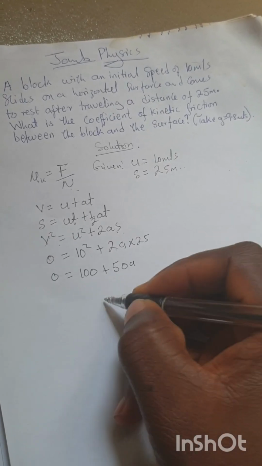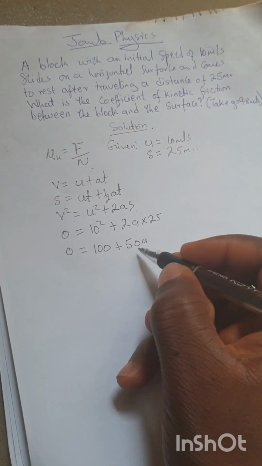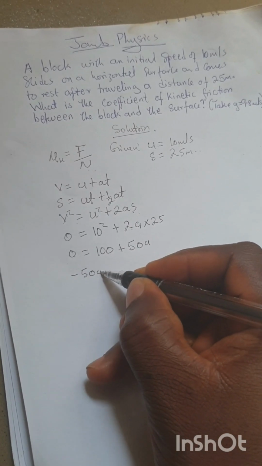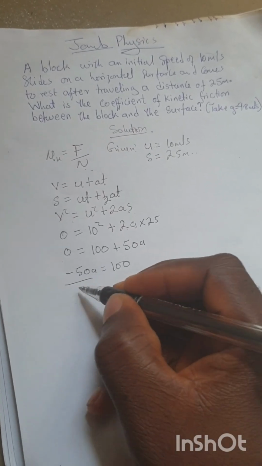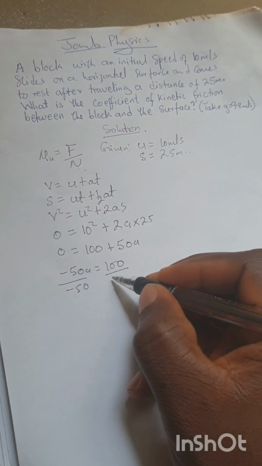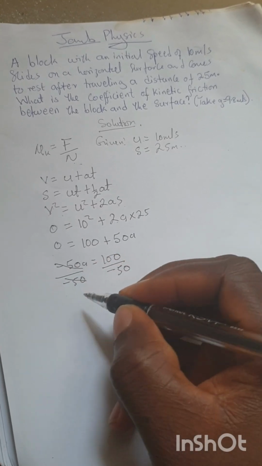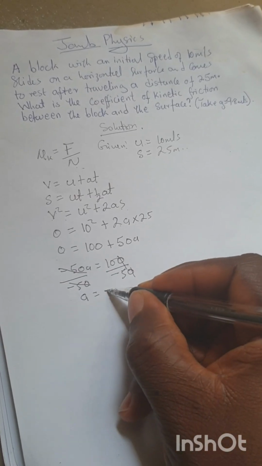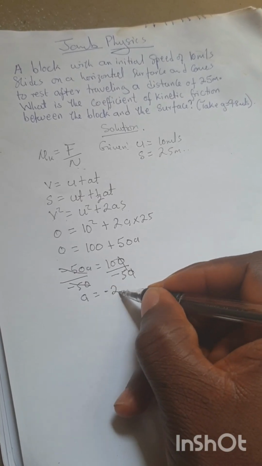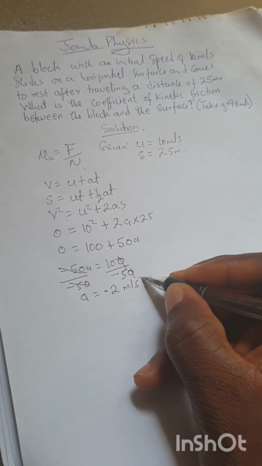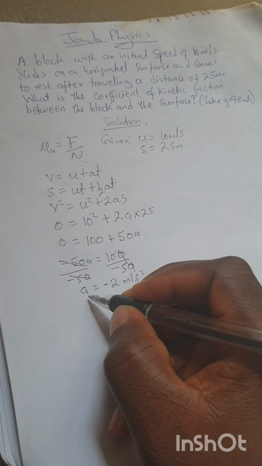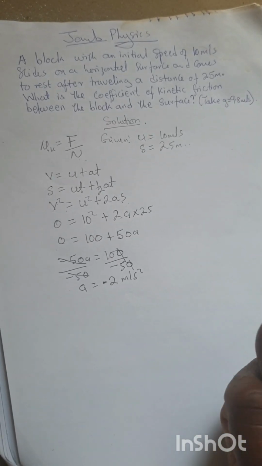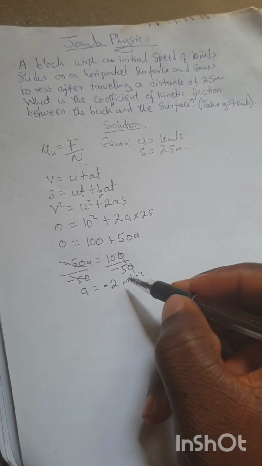So you have 50a. Because we have 0 equals this, we take 50a to the other side of the equation, and it becomes negative 50a equals 100. Divide both sides by minus 50 to get our a. So a is equal to minus 100 over 50, which is minus 2. Acceleration is minus 2 meters per second squared. You can see that it's negative acceleration, because negative acceleration is retardation or deceleration. So now we have gotten our acceleration.